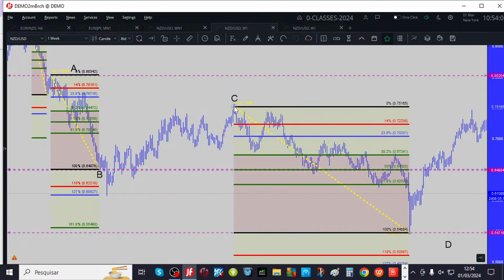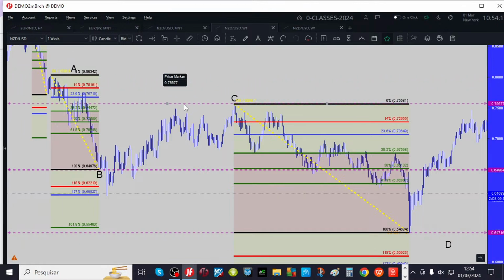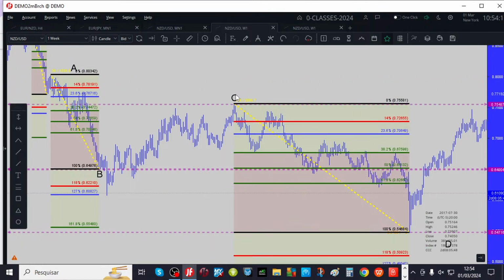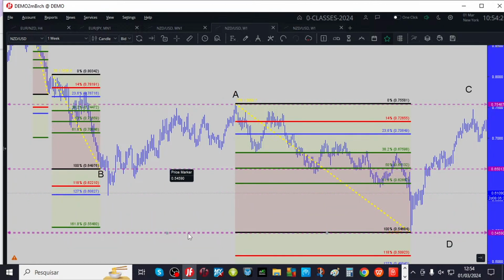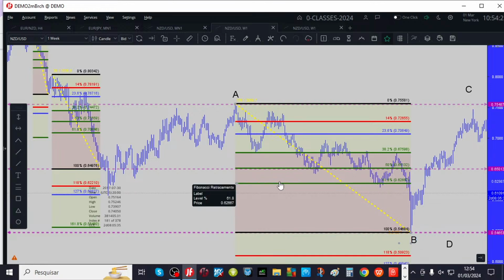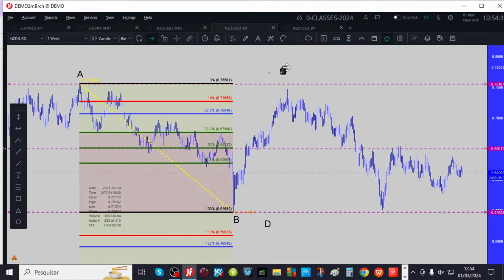Connect the D to the C and repeat the low. A goes to C. A goes to C. B goes to D. B goes to D. And finally, right, we are here. Everybody, so this is the correct Fibonacci on the NZD USD daily chart.